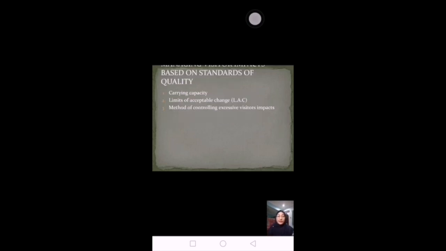Okay, next we look into managing visitors' impact based on standards of quality. There are three main points: number 1, carrying capacity; number 2, limits of acceptable change, LAC; and third one is methods of controlling excessive visitors' impact.